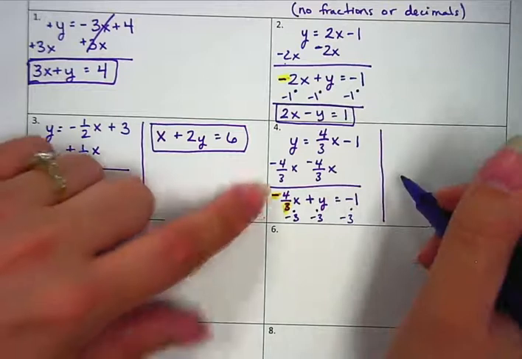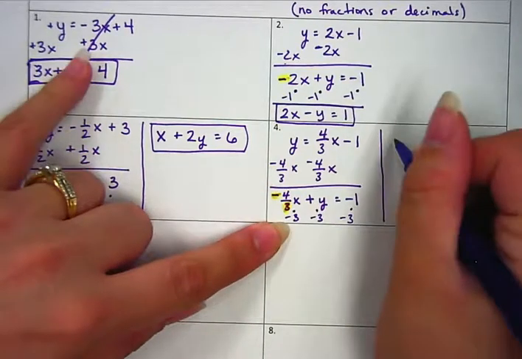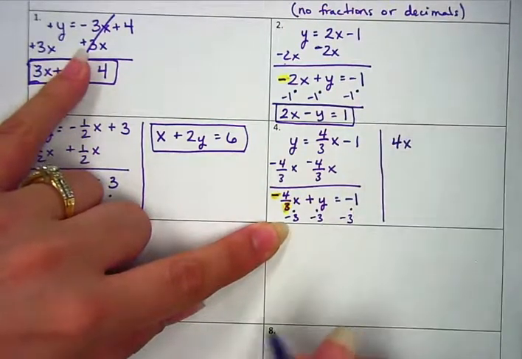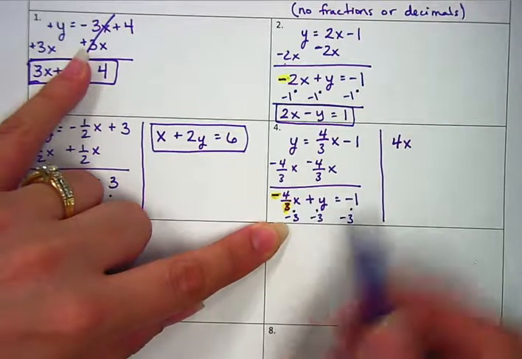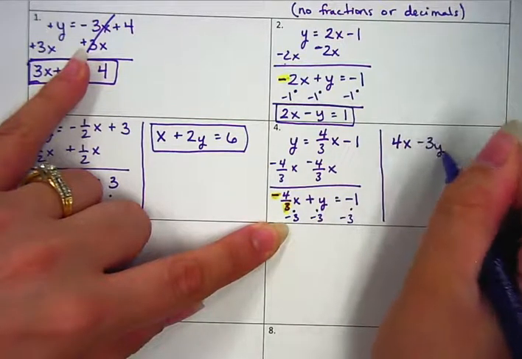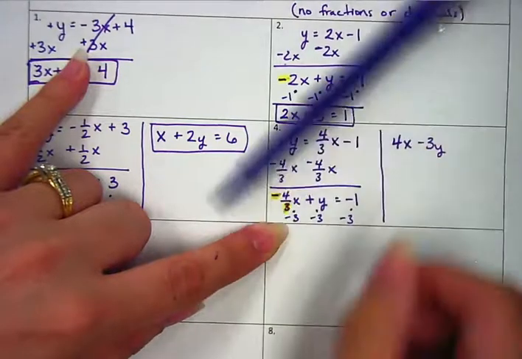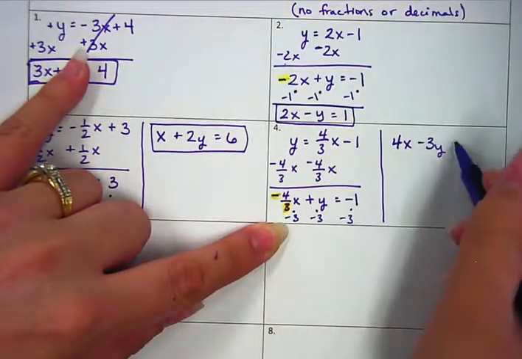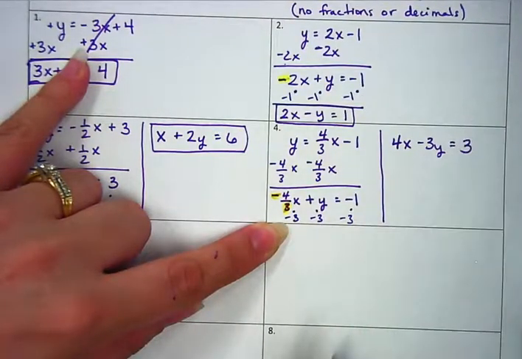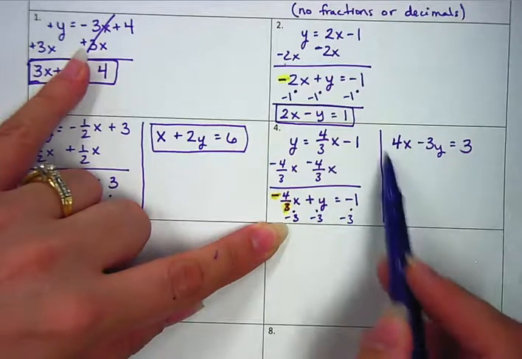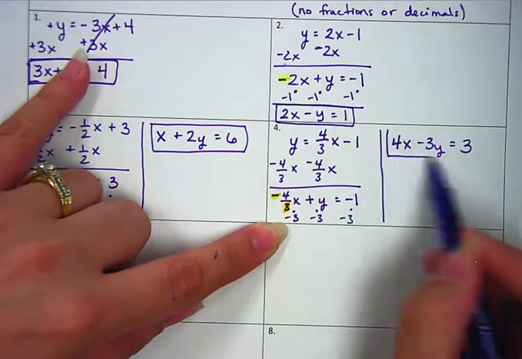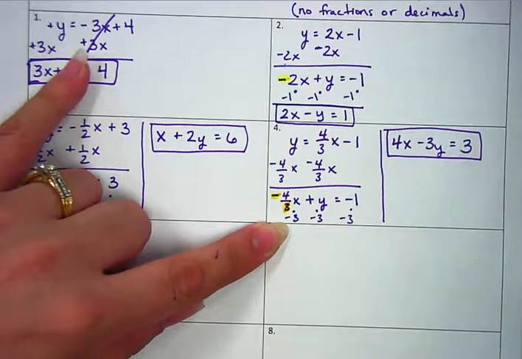So that leaves us with negative 4/3 times negative 3 is positive 4x. Y times negative 3 is negative 3y. And negative 1 times negative 3 is positive 3. Okay, notice, no fractions. A is now positive. That is standard form. And we're done.